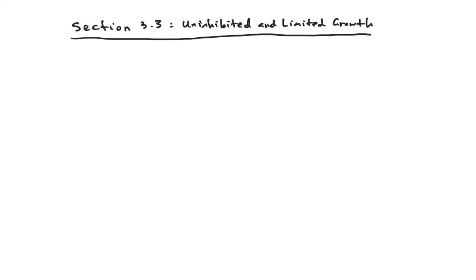In this video, we're going to talk about section 3.3, which is called uninhibited and limited growth. To do this, we're going to introduce the idea of something called a differential equation. A differential equation is a special kind of equation, and basically it relates the derivatives of a function to the actual function itself or other values that are constants and different expressions of the function itself.